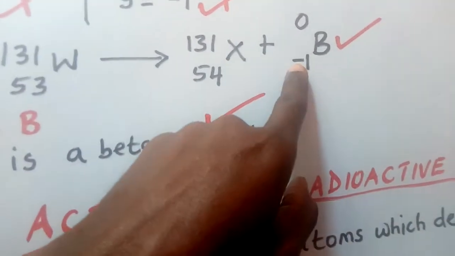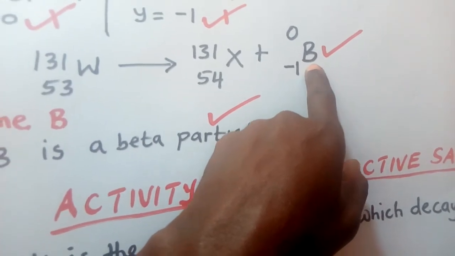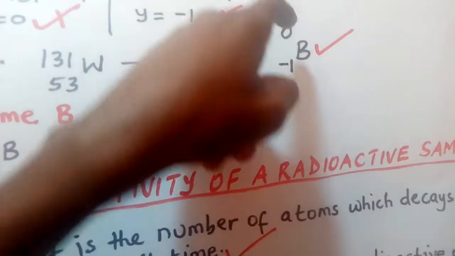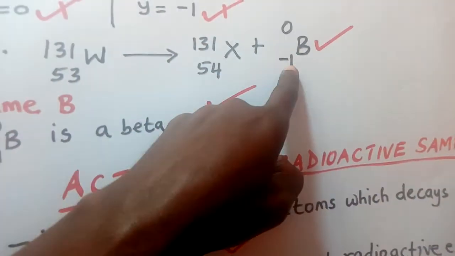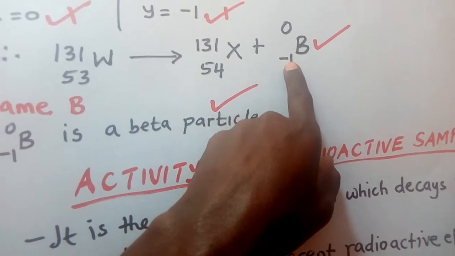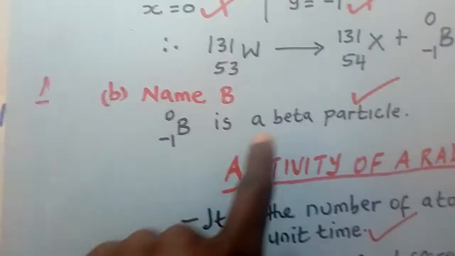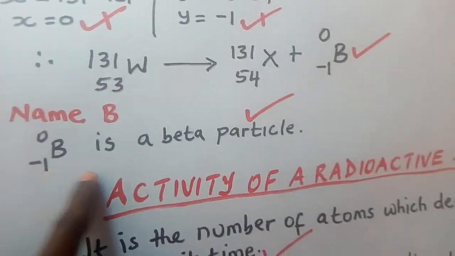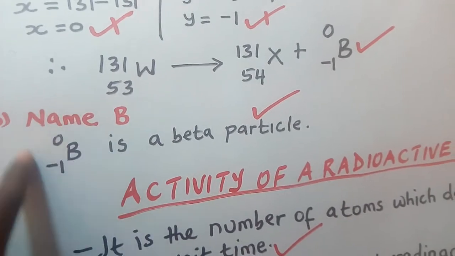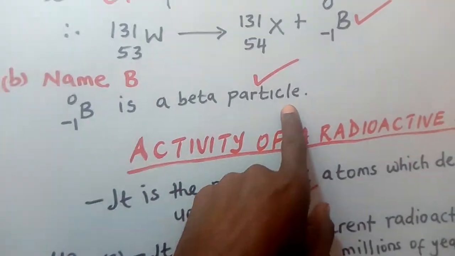First of all, having a negative means this thing is negatively charged. This should be a beta particle because a beta particle is an electron. It has mass number 0, atomic number 1, but negative because it is negatively charged. We all know electrons are negatively charged. So this is a beta particle. So you now answer the examiner and say B is actually this element here, this thing here. It may not even be an element, is a beta particle.